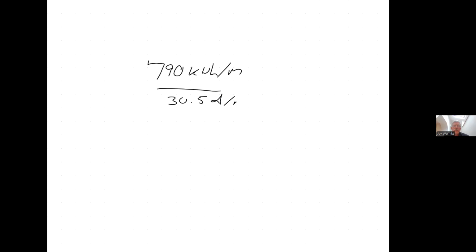I mean, you could use 30, you could use 31, but 30.5, I think, gives me a little bit tighter number. And so I'm going to have to go to my calculator here because I can't do it in my head. And 790 divided by 30.5 gives me 25.9. So their daily load, 25.9 kilowatt hours per day.